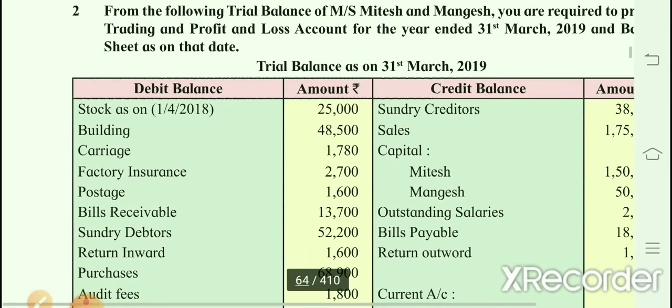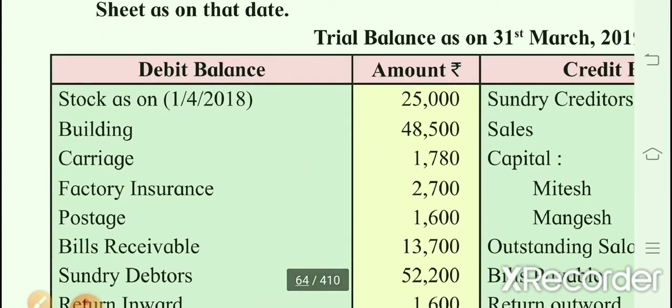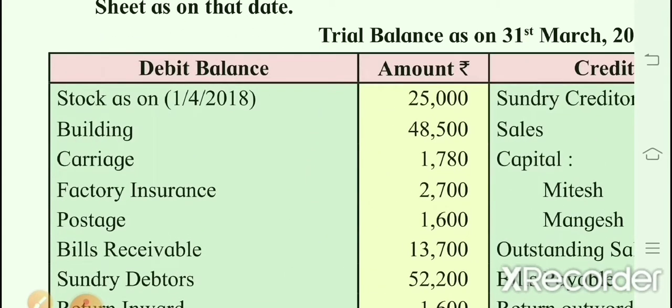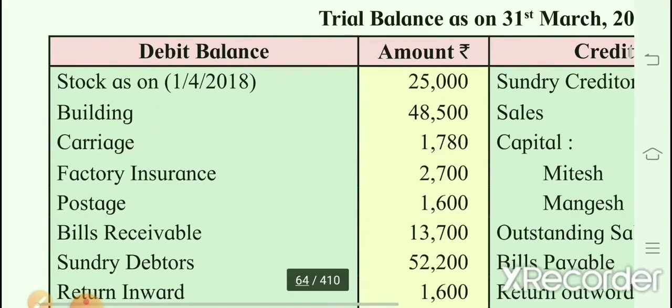The debit side first. Stock as on 1st April 2018 by rupees 25,000. We will record this stock on debit side of trading account as it is our opening stock. Next, building 48,500. It will be written on asset side. There is the adjustment, so write the amount on inner column. Carriage on debit side of trading account by rupees 1,780. There is the adjustment on it, so write the amount on inner column.